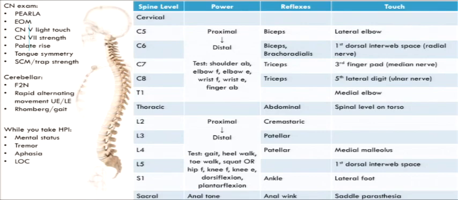So then we just tested power. The ones I always do are shoulder abduction, elbow extension and flexion, wrist extension and flexion, and then I just do digit abduction. Okay, so that's all I test. It takes like 15 seconds. And then reflexes, you should do the biceps, brachioradialis, and triceps.